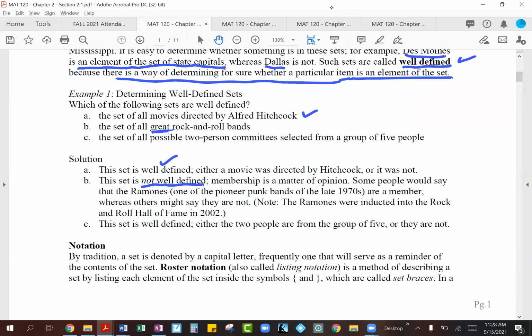Now when we talk about the set of all possible two-person committees selected from a group of 5, well, yeah, because if you have a total of 5 people, and from those 5 people you're trying to create a committee with only 2 people, you can do different combinations and come up with what your 2-person committee would look like. So this is going to be, again, a well-defined set. So it really just comes down to, like they said over here, there is a way of determining for sure whether a particular item is an element of a set or not.